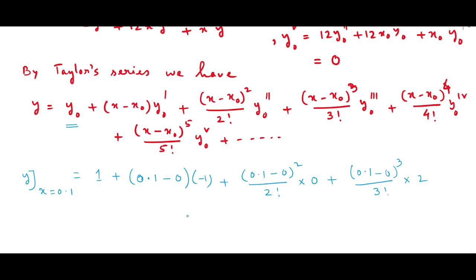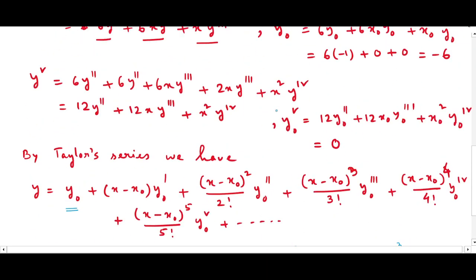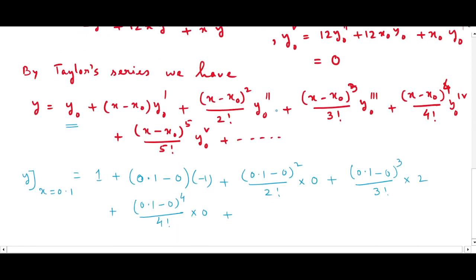Plus (0.1 minus 0) to the power 4 by 4 factorial and y4. Sorry, y4 is not 0, I guess. Yes, y4 is minus 6, so let us put minus 6. And the last term is again 0. You see, y5 is 0. So it's 0 plus dot dot dot.